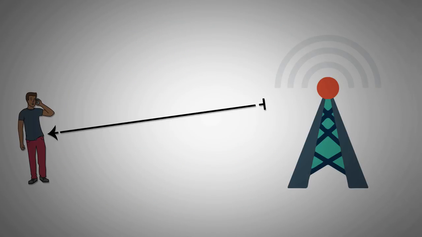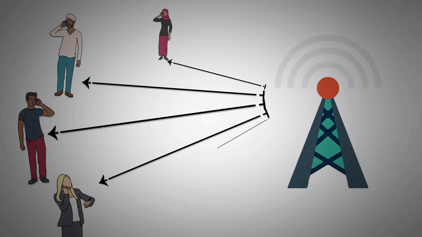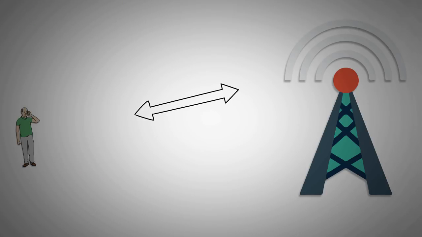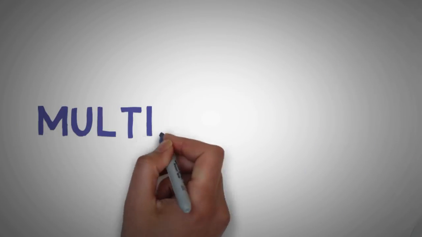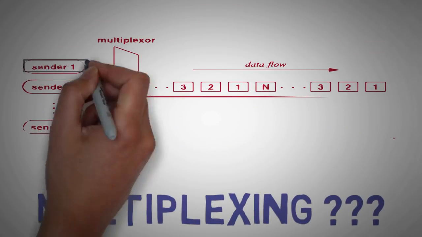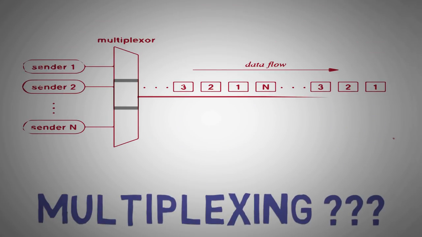Today we will show how multiple users access a network using multiplexing. In the last video we showed how two signals were combined over a common pathway in duplexing. So, what exactly is multiplexing? Multiplexing is the process of combining multiple signals and transmitting them over a common channel.